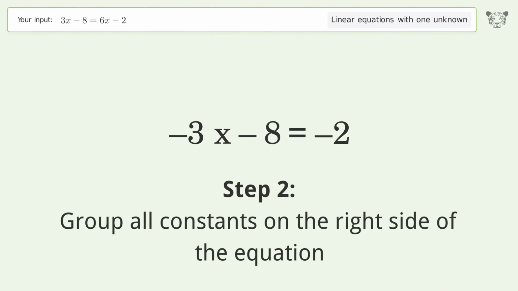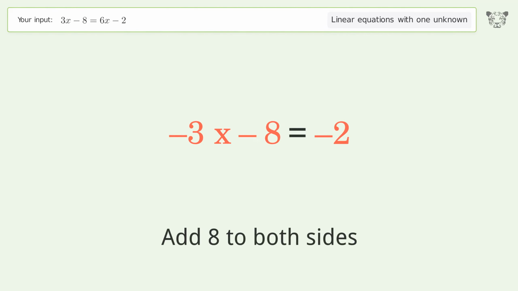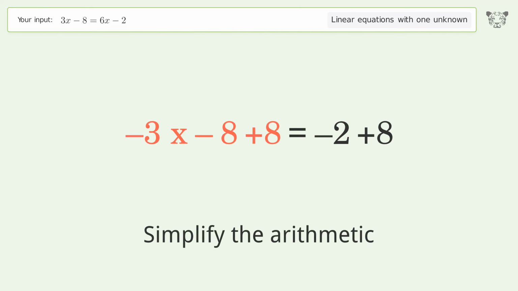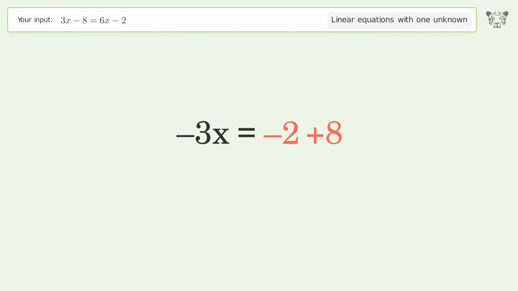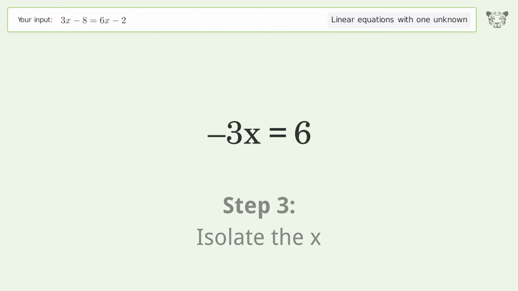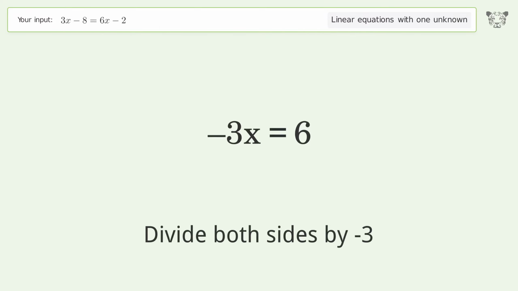Group all constants on the right side of the equation. Add 8 to both sides. Simplify the arithmetic. Isolate the x. Divide both sides by -3.